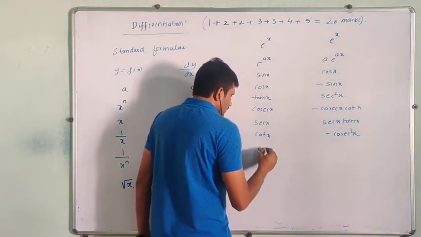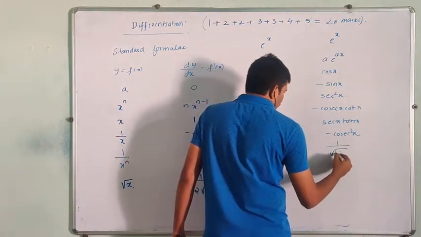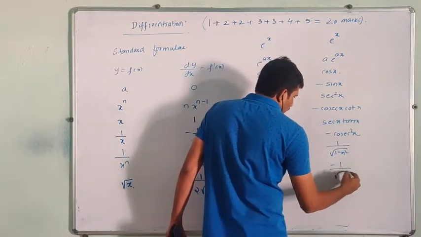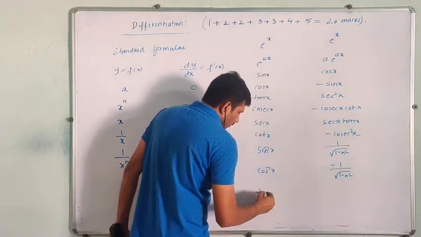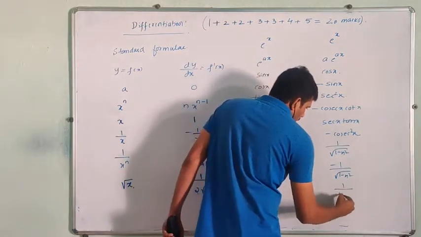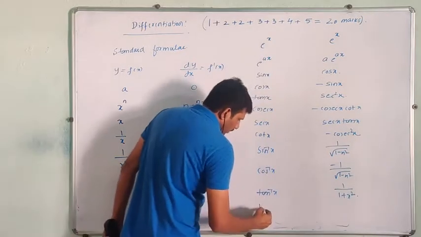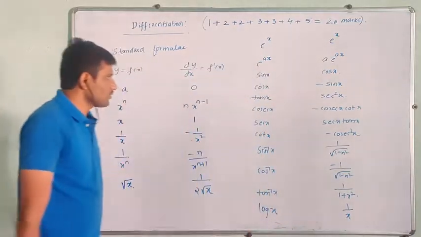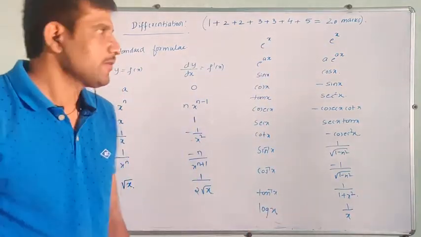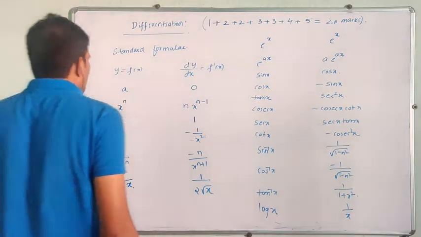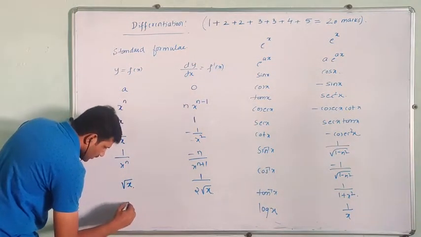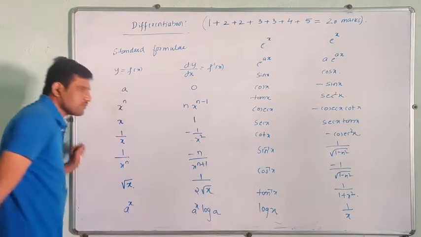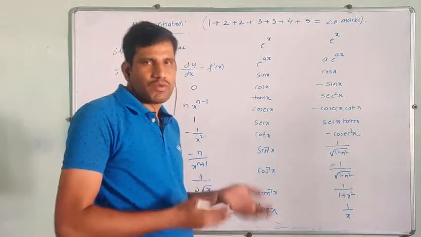Derivative of sin inverse x is 1 by root of 1 minus x square. Derivative of cos inverse x is minus 1 by root of 1 minus x square. Derivative of tan inverse x is 1 by 1 plus x square. Then derivative of log x is 1 by x. Right, so derivative of log x is 1 by x. So then derivative of a raised to x is a raised to x into log a. These are some standard formulae. We have some other formulae also.